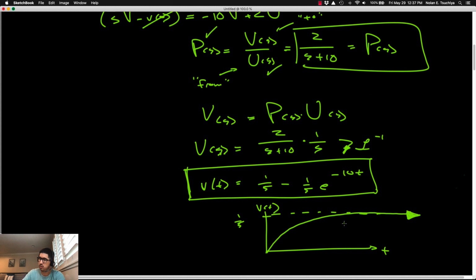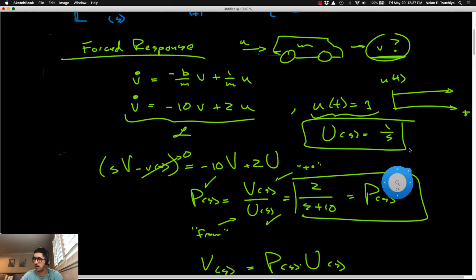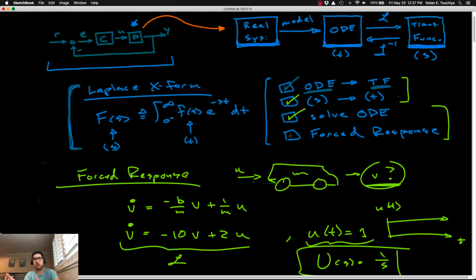Okay, so forced response, we're going to see more of this in the coming lectures because it's so valuable to doing dynamic system analysis, in that you can basically predict or compute the output of a dynamic system if you know the plant model and you know the input that you're applying.